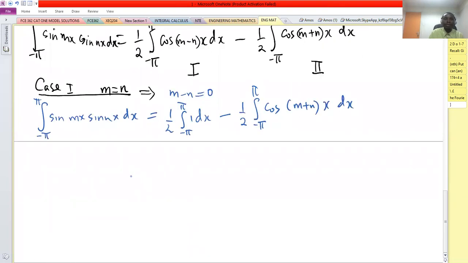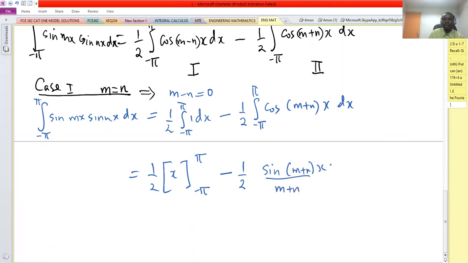Next will be a half, then x from minus pi to pi, and then minus a half. On integrating the cosine function, you get the sine function, then divided by m plus n, then apply limits from minus pi to pi.